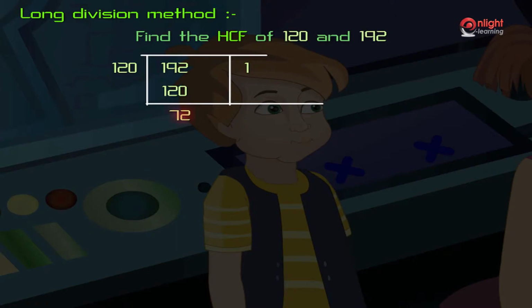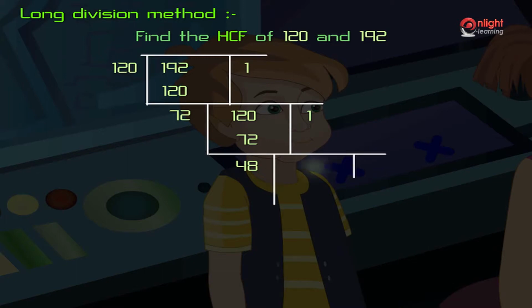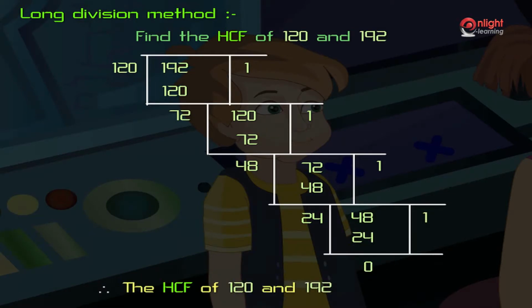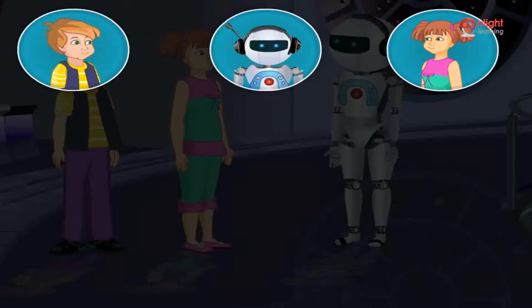Now the remainder 72 will become the new divisor and the divisor 120 will become the new dividend. So by dividing 120 by 72, we get the remainder as 48. Therefore, we have to continue the process till we get 0 as remainder. Finally, we get 0 as a remainder when 72 is divided by 48 and then 48 by 24. Therefore, the HCF of 120 and 192 is 24. That is the perfect answer.